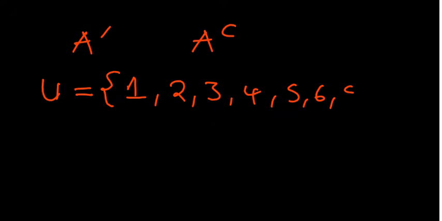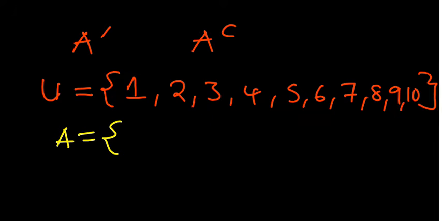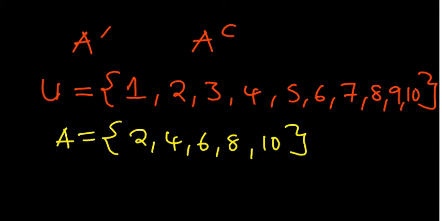We'll take that as our universal set in this case, all the way up to 10. Now let's say we have set A, which has the even numbers as its elements. If you're asked to find the complement of set A, or A complement, how would you find that?